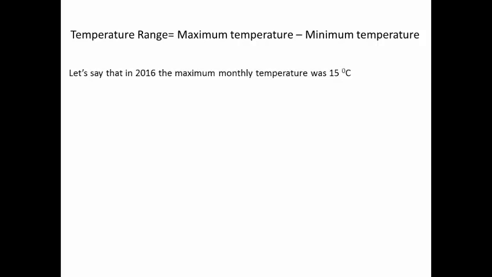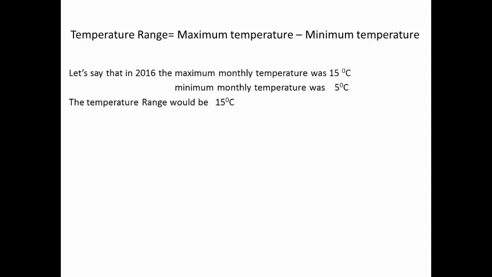Let's say that in 2016, the maximum monthly temperature is 15 degrees Celsius, and the minimum monthly temperature is 5 degrees Celsius. So how do we find the temperature range? The temperature range would be 15 degrees Celsius, subtract 5 degrees Celsius. So the answer would be 10 degrees Celsius.